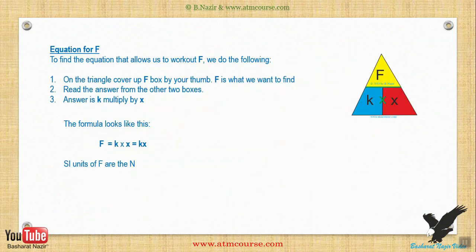Equation for F. To find the equation that allows us to work out F, we do the following. Step 1. On the triangle, cover up the F box with your thumb. F is what we want to find. Step 2. Read the answer from the other two boxes. Step 3. The answer is K multiplied by X. The formula looks like this: force F equals spring constant K multiplied by X.